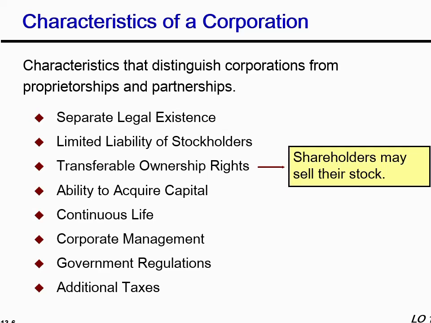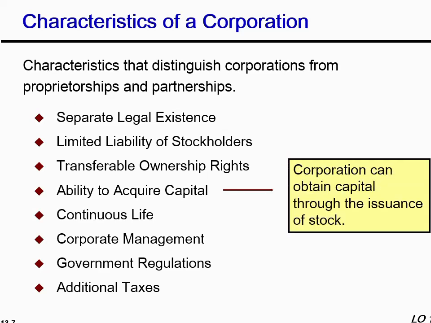The fourth advantage, or characteristic, is the ability to acquire capital. It's very easy for a corporation to get capital if they need more finance or more money. How can they do that? They can issue more shares, and more owners can purchase the shares and more people will become the owners of the company, and in return, the corporation will get the money.